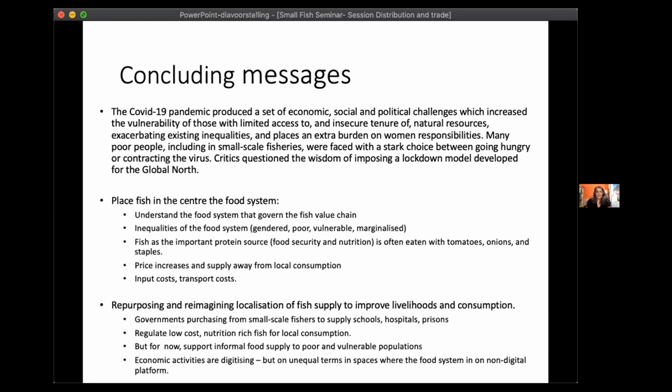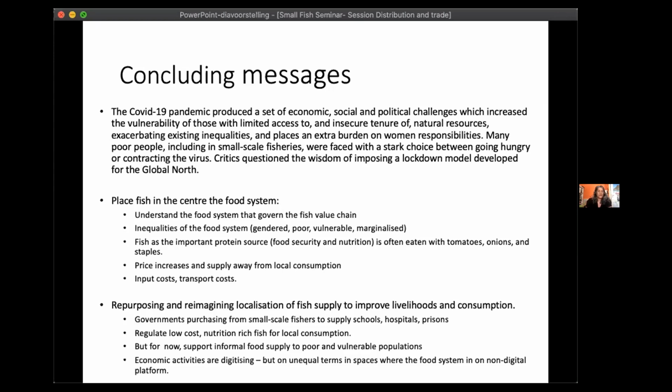And it definitely exacerbates the inequalities, places an extra burden on women's responsibility during this time. So many poor people, including small-scale fisheries, were faced with this kind of choice: hunger, or the virus. Constantly, we were told so often that this is what is happening, and a lot of critics question the wisdom of a hard lockdown that maybe works well in the developed world, but not in a world where social relief is very limited, and you see the harsh realities of the pandemic in terms of the food system.